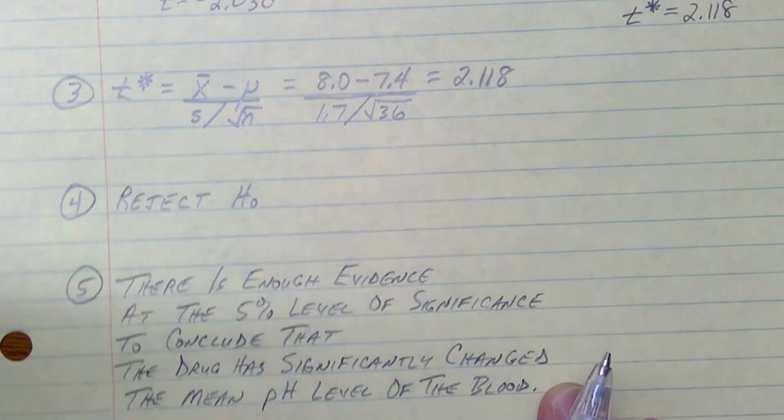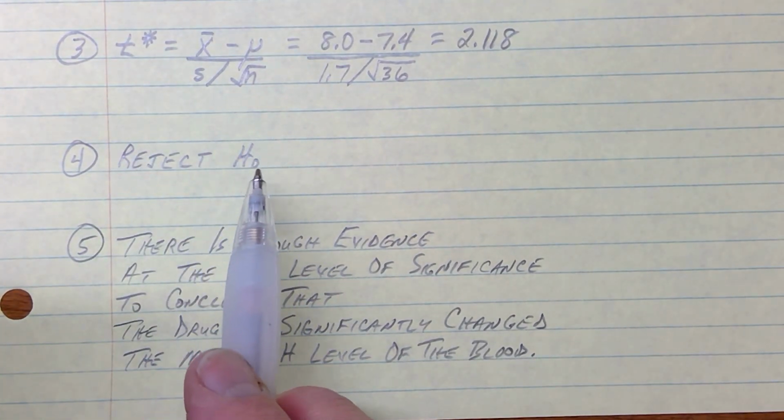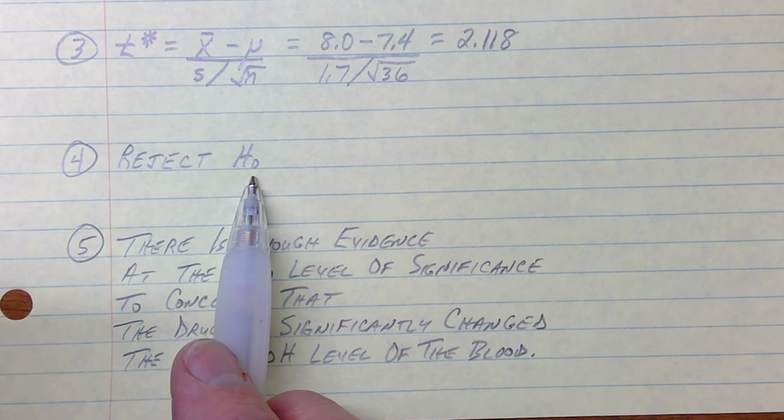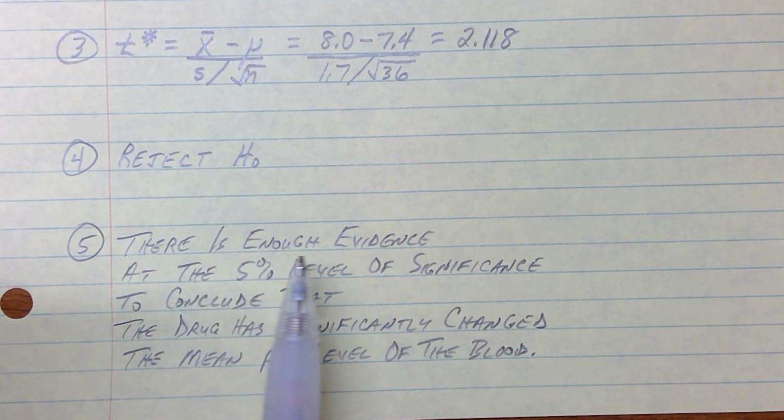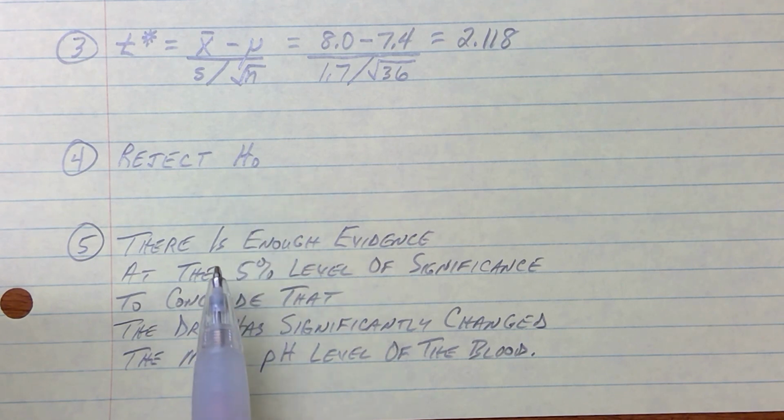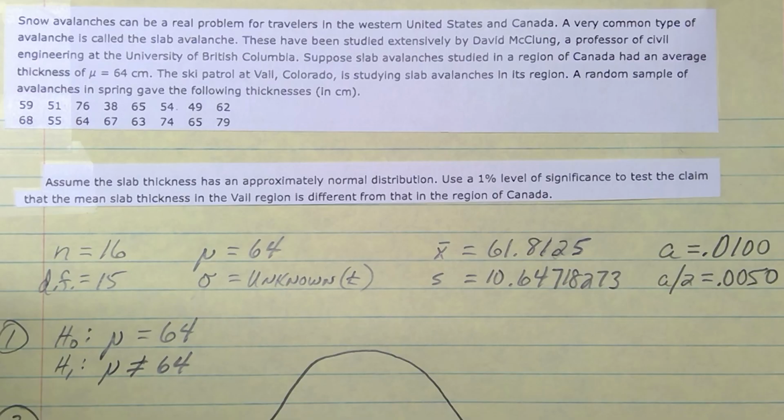All right, so we choose to reject the accepted claim, the null hypothesis. And we say there is enough evidence, because we won this one. I get to reject what they said. I found enough evidence at 5% to conclude that. And then just copy your challenge from the story. The drug has significantly changed. They said changed either way. I like to add significantly changed the mean pH level of the blood.